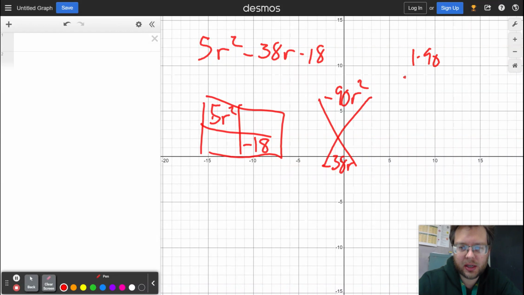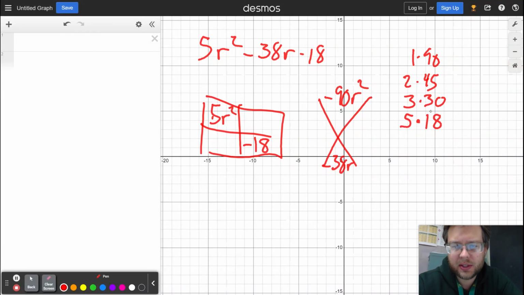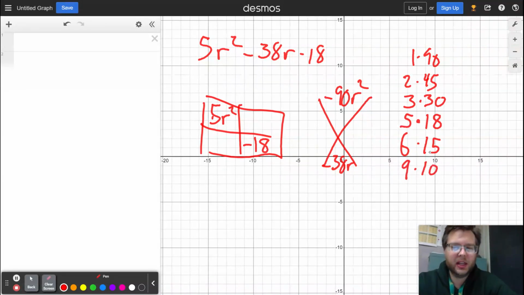1 times 90, 2 times 45, 3 times 30, 5 times 18, 6 times 15. I don't think this one is going to work here. 7 doesn't go in, 8 doesn't go in, 9 times 10. And when I look at any of those, none of those add up to the 38, okay? And so it's looking like this is impossible to factor.